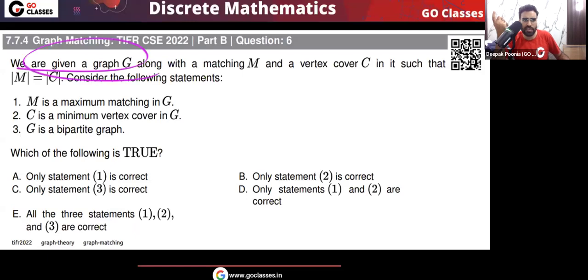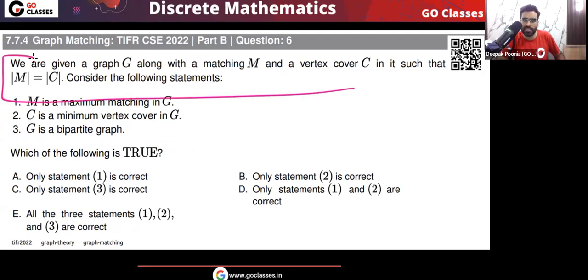So we have a graph in which there exists a matching M, there exists a vertex cover C such that they both have the same size. Now consider the following statements. Three statements are given to you: M is definitely a maximum matching, C is definitely a minimum vertex cover in G, and G is a bipartite graph. Which of the following is true?